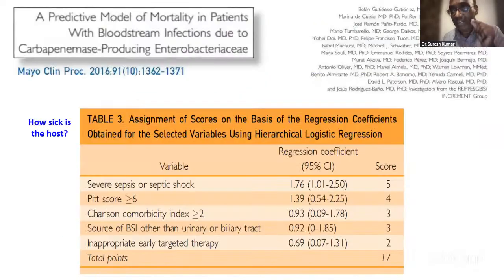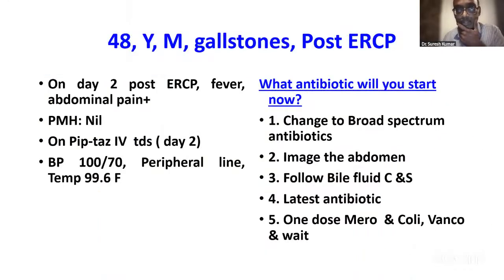And we need to identify the sick host. So we need to use some scoring system. Ideally, for a neutropenic host, newborn, elderly people, or those taking some immunosuppressive, the threshold is always a bit low. So we need to remember that in mind.